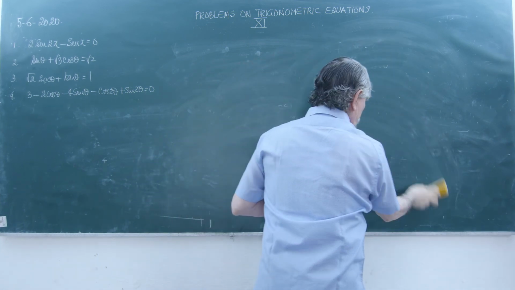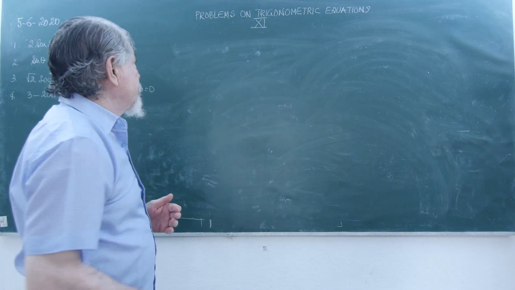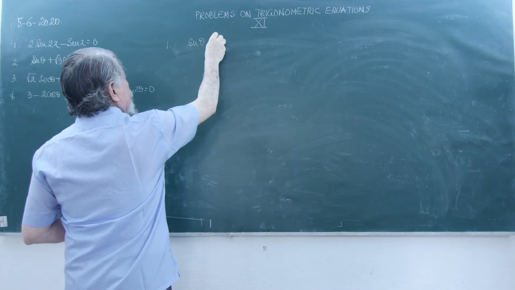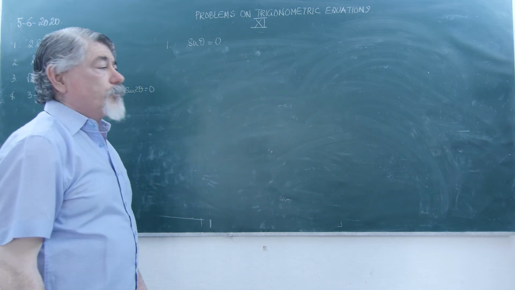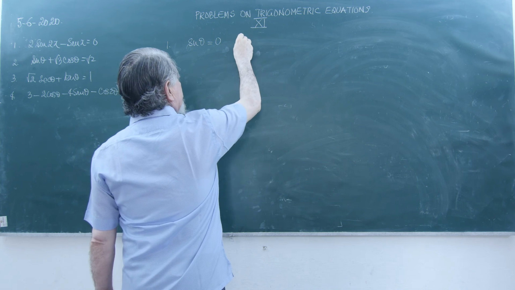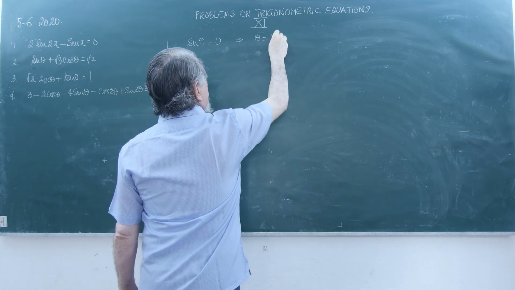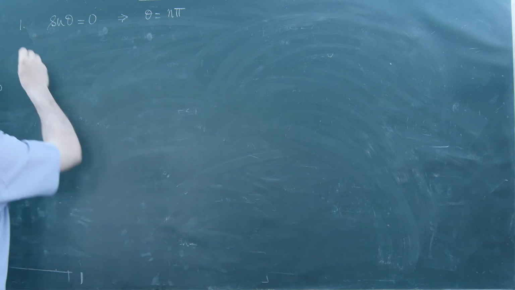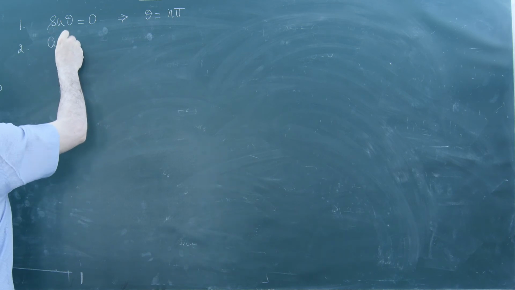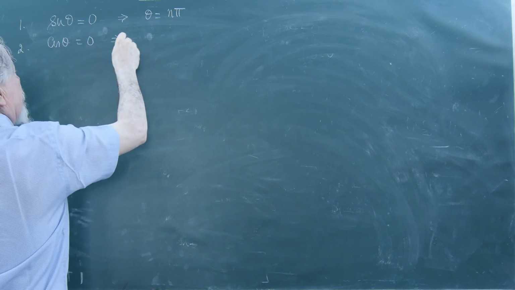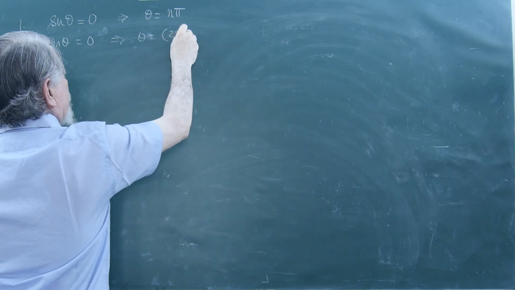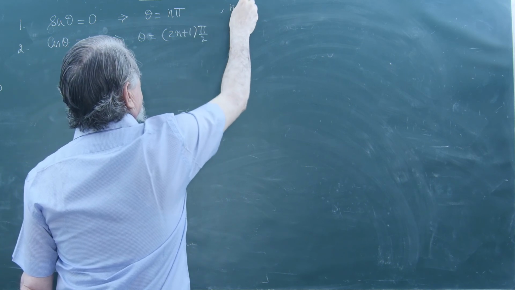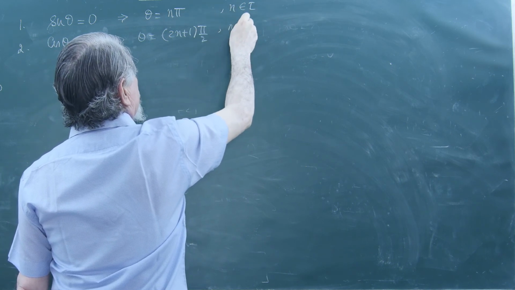Just to recap the whole thing, if you remember, we started with first sin theta is equal to 0. For sin theta is equal to 0, we said the solution will be theta is equal to n pi, where n belongs to set of integers. If it was cos theta is equal to 0, then theta was equal to (2n plus 1) pi by 2, n belongs to set of integers.